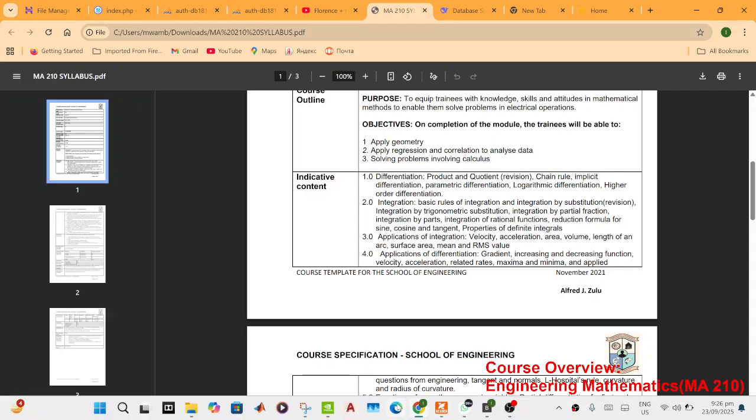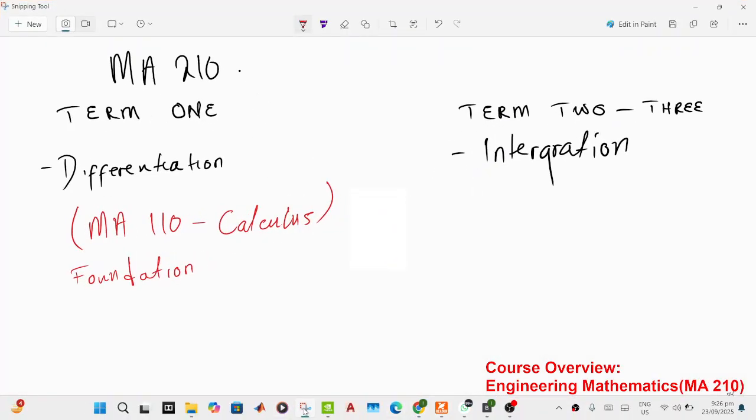But to sum it all up, we can put it like this. In term one, you'll be learning differentiation, and in term two through to term three, you'll be learning integration. And one important thing is that the calculus that you learned in MA 110 will be the foundation for 210.